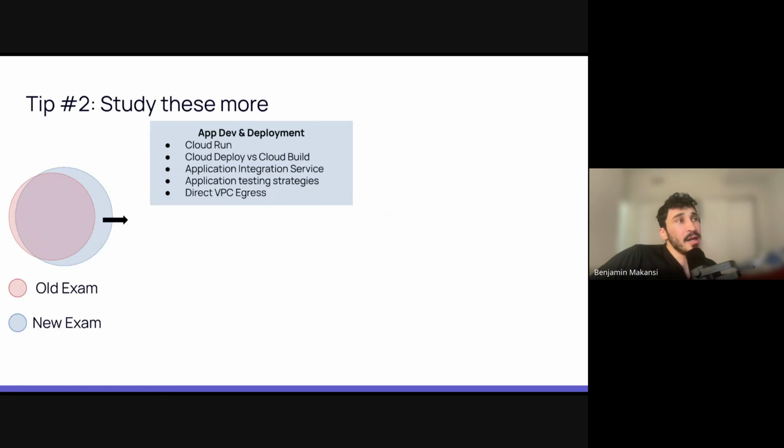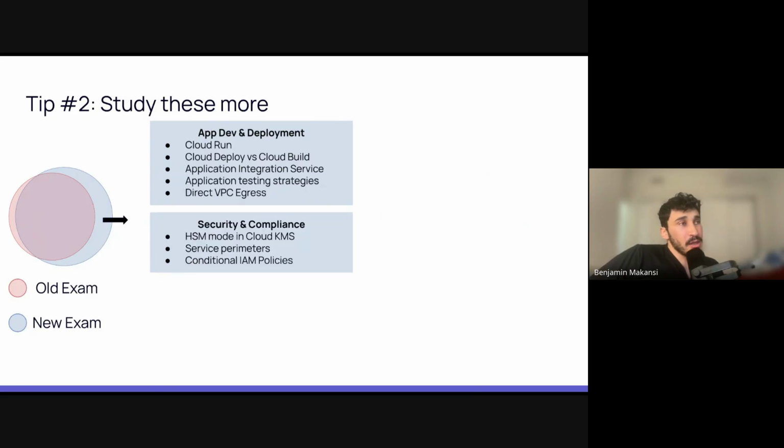Direct VPC egress as well is a networking feature that lets serverless services like Cloud Run connect directly to VPC resources. That could have been under a networking category, not just under app dev and deployment. But I think it's most likely to show up in the context of Cloud Run.